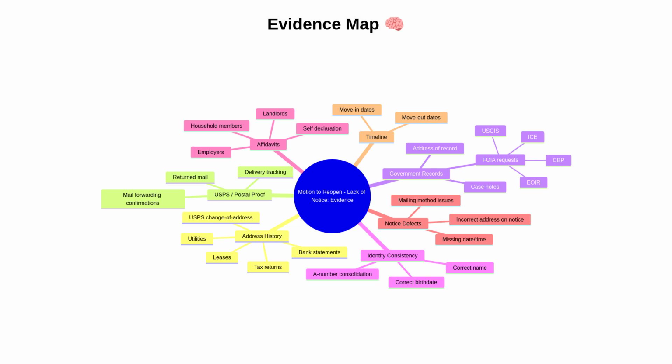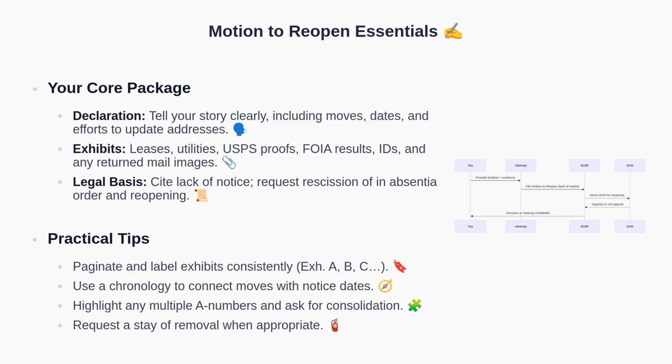the address of record. Identity consistency addresses A number consolidation and correct personal data. Affidavits include your declaration plus statements from household members, landlords, and employers to corroborate residences. Notice defects highlight errors like wrong addresses, missing hearing details, or mailing method issues. Finally, the timeline ties all evidence to clear dates of moving in and out. These are the essentials of a strong motion.